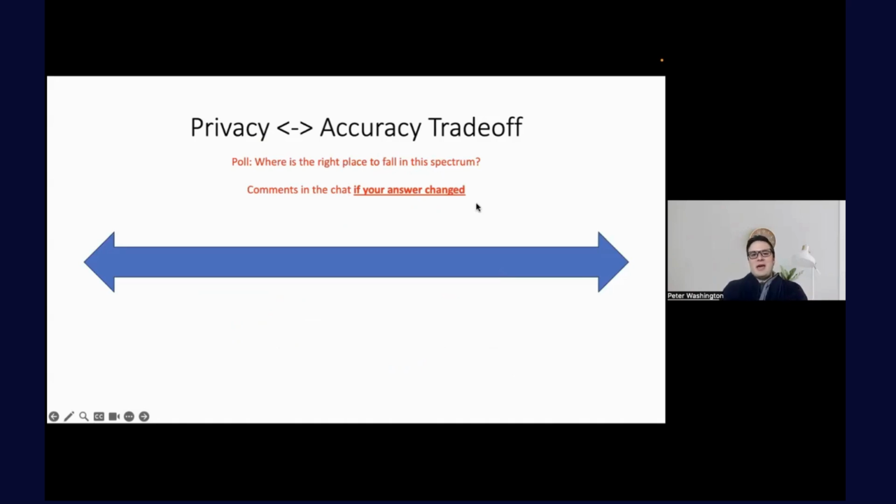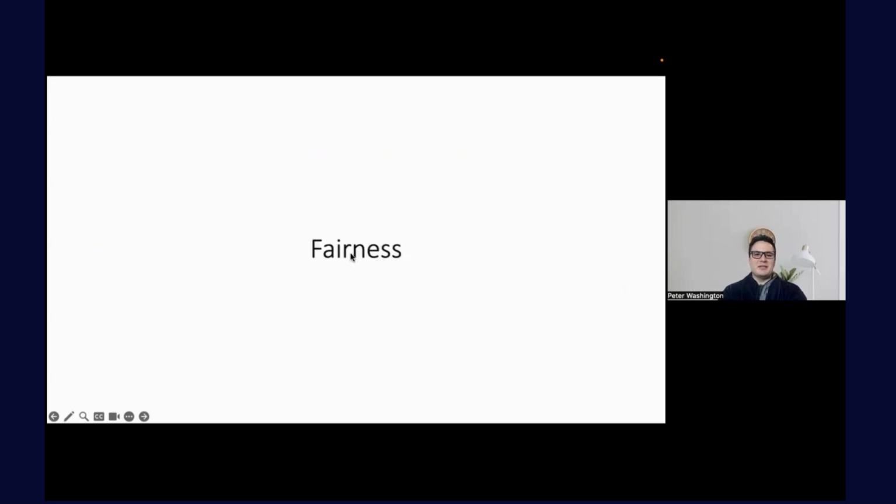Has anyone's answer changed in terms of whether you would prioritize privacy or accuracy or be in the middle? So only if your answer has changed, let us know, or otherwise I'll assume that your answer has not changed. Okay. So maybe there might be a delay, but it seems like people's answer hasn't changed.